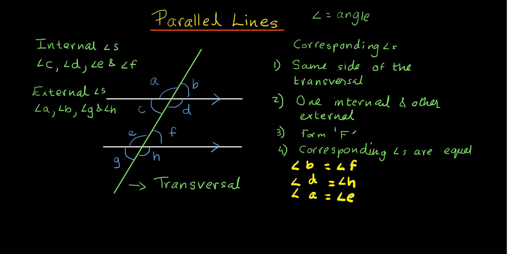And the last one would be angle C, which is internal, on the left hand side of the transversal. That's the same as angle G, which is external and on the left hand side of the transversal. So angle C is equal to angle G. Okay, so that's corresponding angles for us.